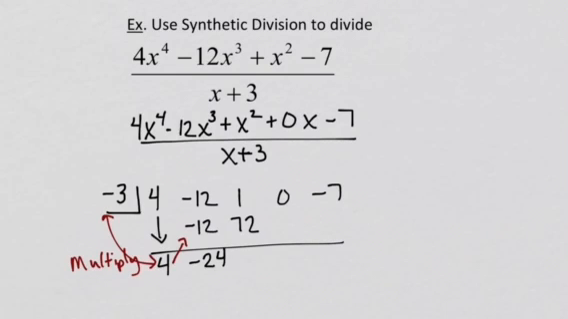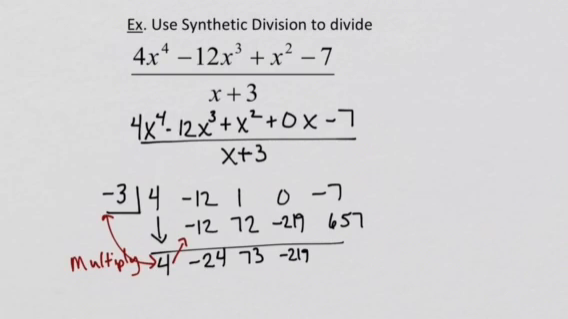Add 1 to get 73. Multiply 73 times negative 3. You'll get negative 219. Add 0 plus negative 219 is negative 219. Multiply that times the box, times negative 3. So negative 219 times negative 3 is 657.